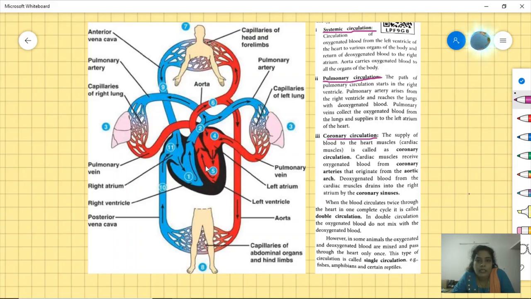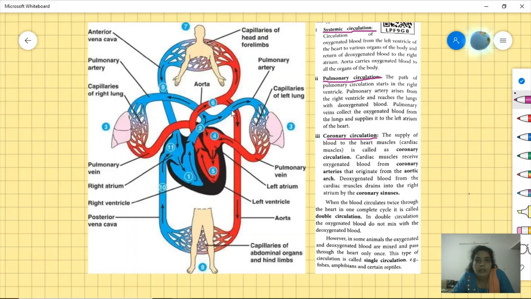What is systemic circulation? Circulation of oxygenated blood from the left ventricle to all the parts of the body and return of deoxygenated blood to the right atrium. When it is going, it takes oxygenated blood, and when it is coming back, it carries deoxygenated blood to the right atrium. Where is the right atrium? This is the right atrium.